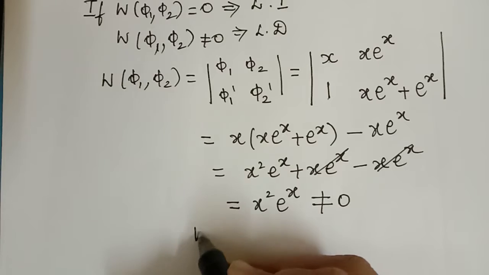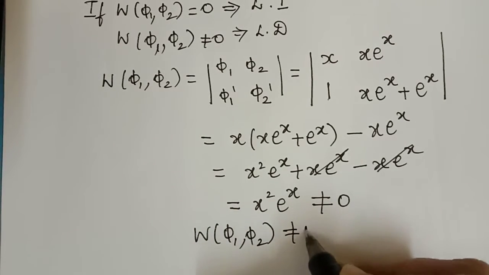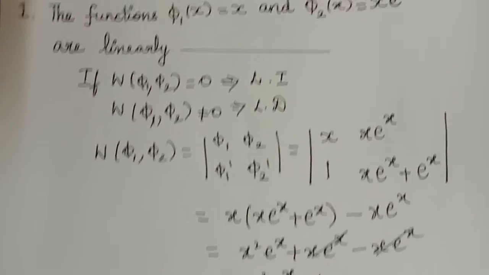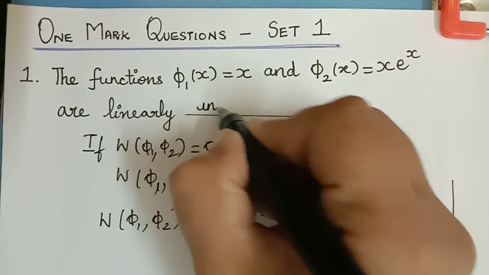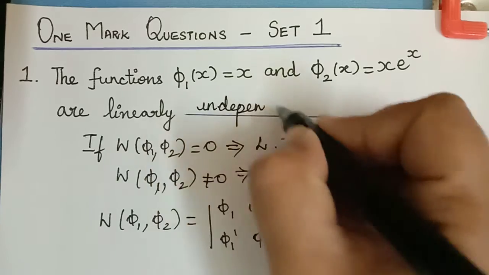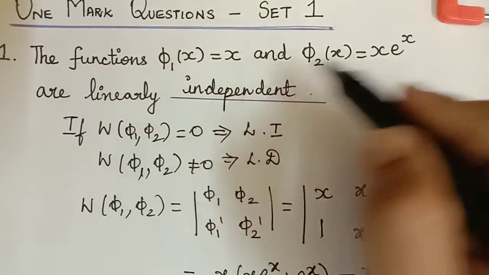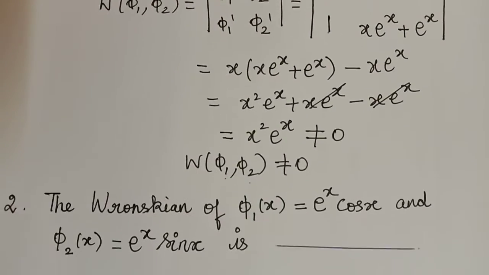So therefore the Wronskian of phi1 comma phi2 is not equal to 0, which implies that the functions phi1 and phi2 are linearly independent. And so the answer here is linearly independent. So these two functions are linearly independent. Now we shall solve another question.